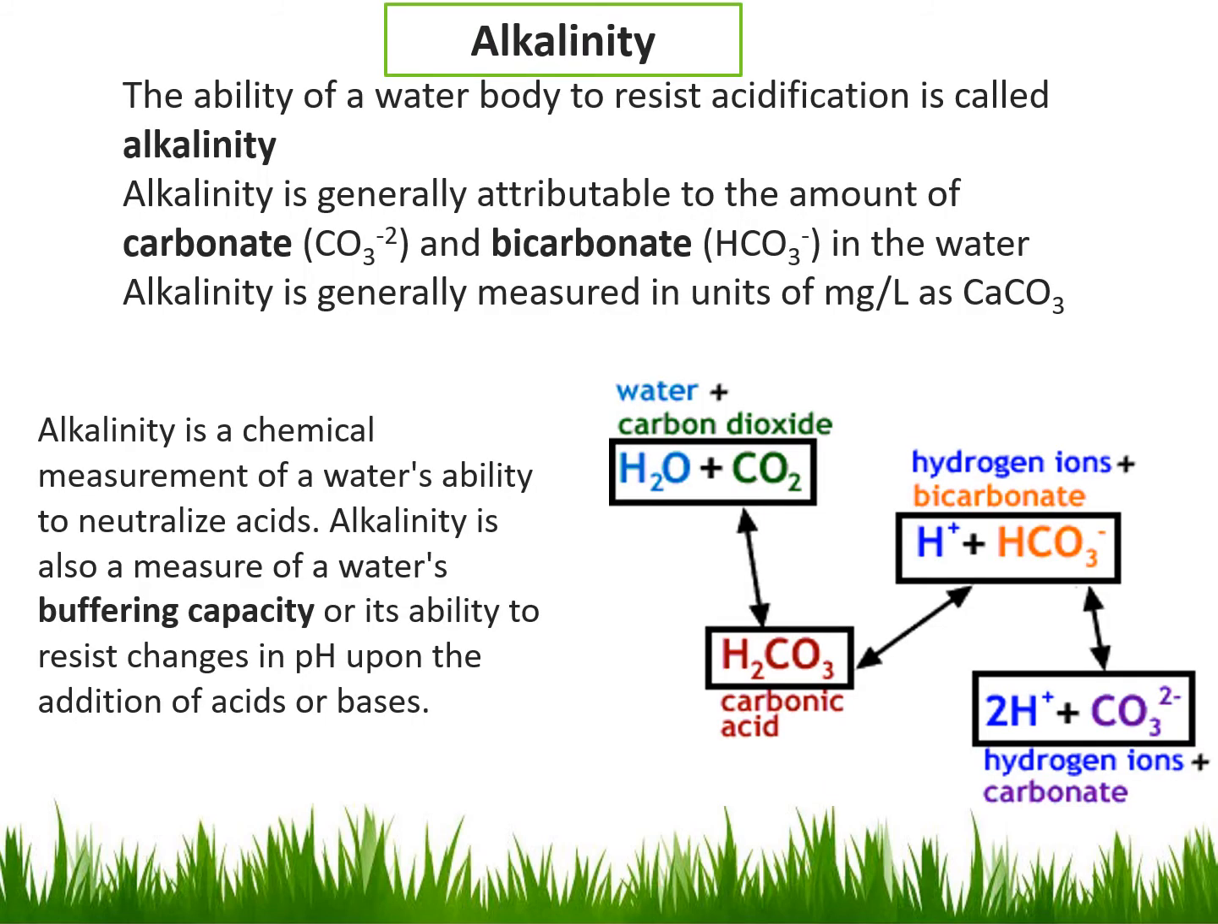So what is alkalinity? This is the ability of a water body to resist acidification. So please go through the process as well, and both alkalinity and hardness have the same pattern of determination. Alkalinity is generally attributed to the amount of carbonate and bicarbonate in water, and it is measured in terms of calcium carbonate. Alkalinity is a chemical measurement of a water's ability to neutralize acids. So this is measuring the capacity of buffering.